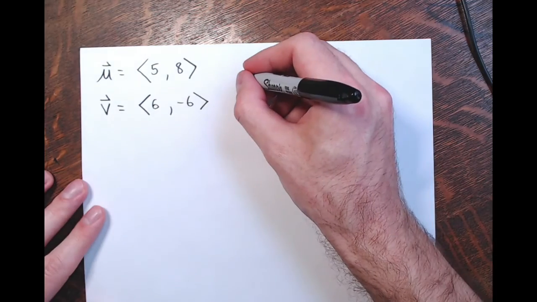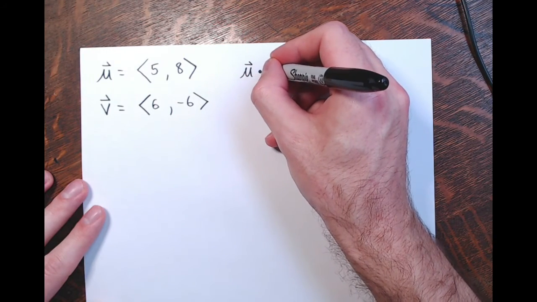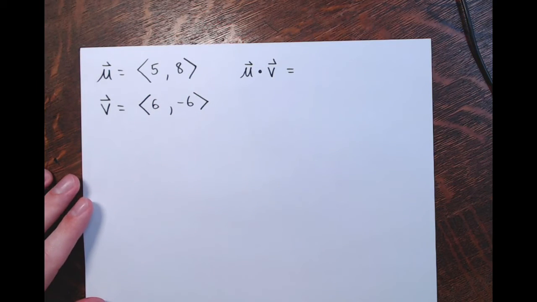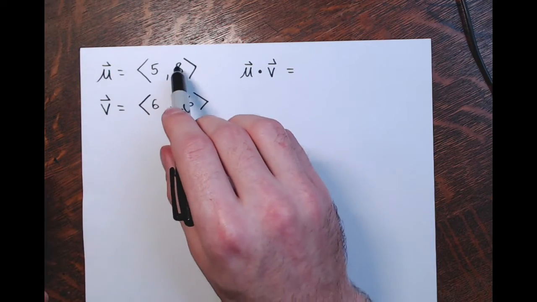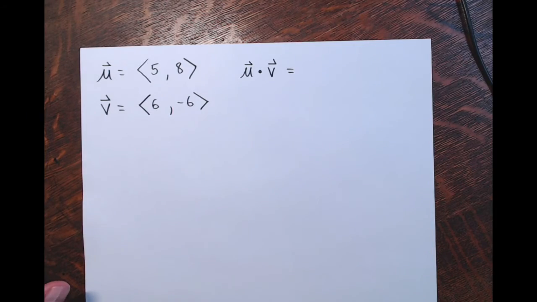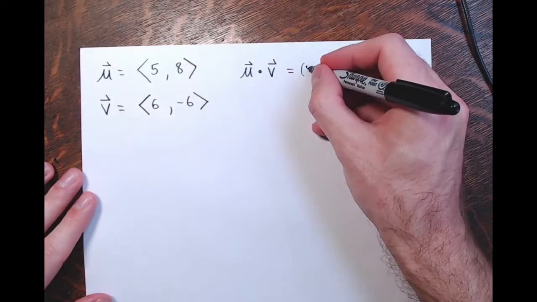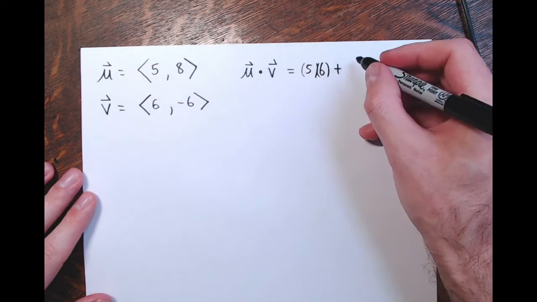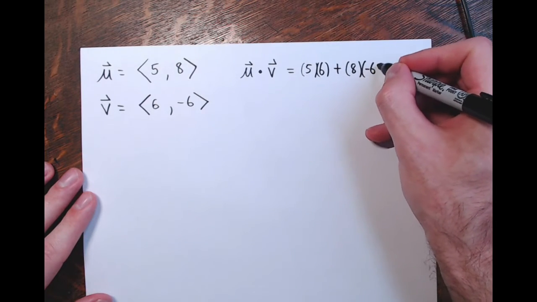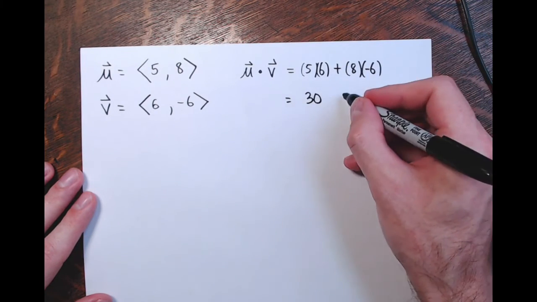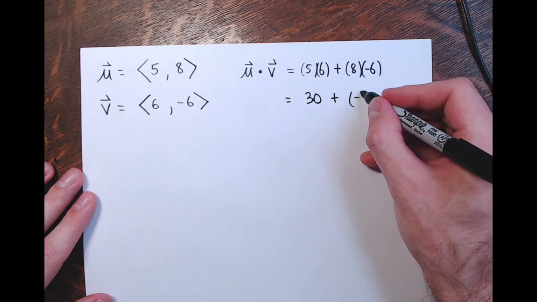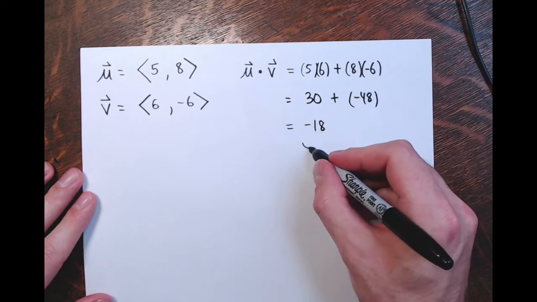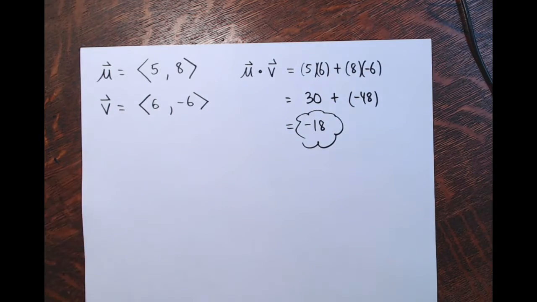Now the dot product, again, is very simple. U dot v. To do the dot product of two vectors, you just multiply the corresponding components and then add those products. So I multiply the first components, 5 times 6, and then add to that the product of the second components, 8 and negative 6. So 5 times 6 is 30, 8 times negative 6 is negative 48, and add these up, that's negative 18. And this is all they want, just enter a number.